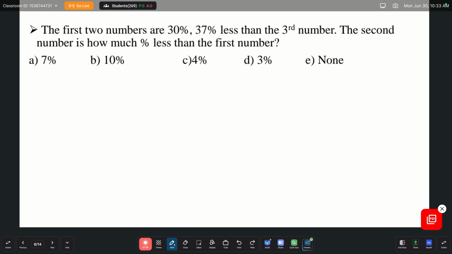Here the first two numbers are 30% and 37% less than the third number. The second number is how much percentage less than the first number? It's nothing but 30% less, 37% less than the third number. First number, second number, third number will be 100.